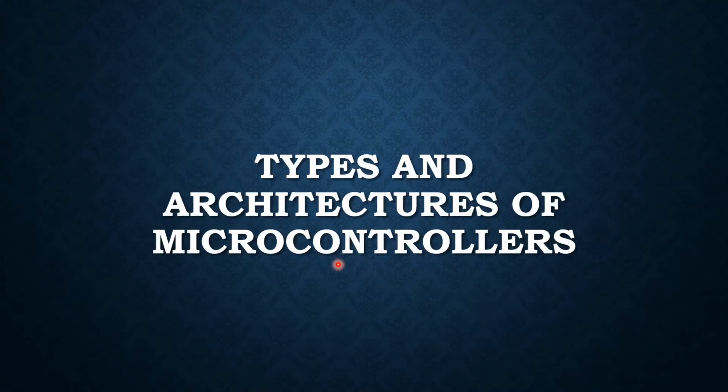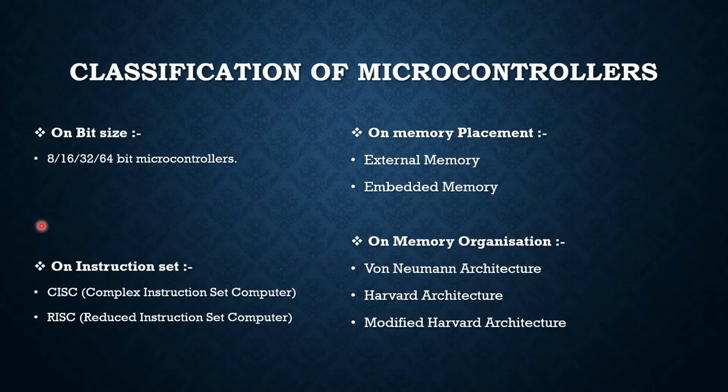So hey there, my name is Prajwal Hukerikar, and in this video we are going to learn about different types and architectures of microcontroller. So to begin with, these are the four terms on the basis of which the microcontrollers are classified. On the bit size, microcontrollers are classified as 8-bit, 16-bit, 32 or 64-bit microcontroller.